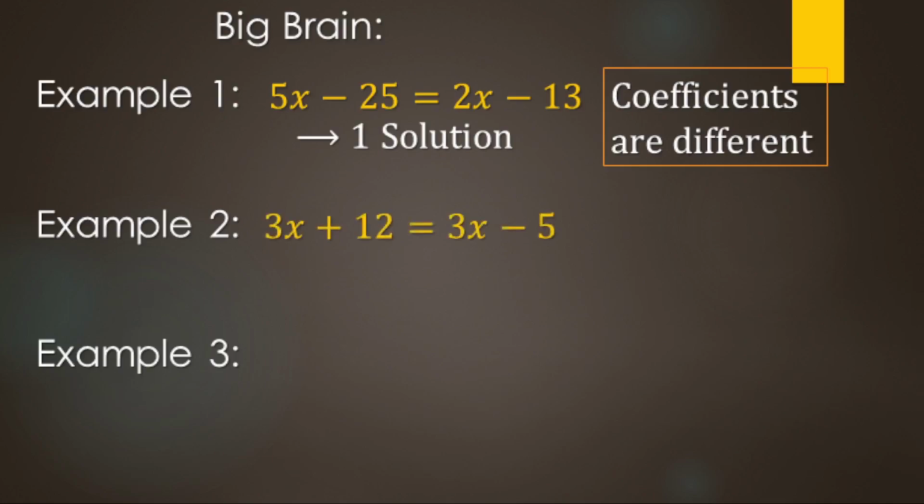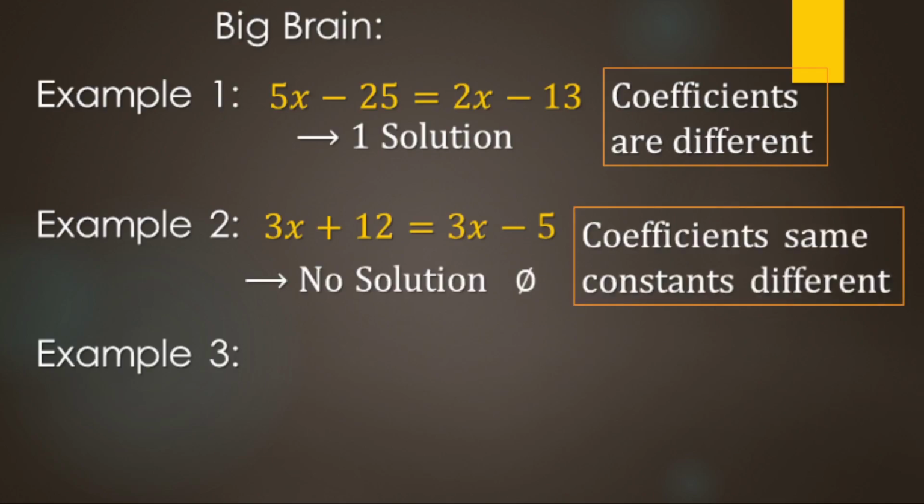Now, here's another example here from example 2. We ended up with something that looked like this. Now, notice that the coefficients are the same. So when we subtracted the 3x's from both sides, we ended up with a false statement, which meant there was no solutions. So in this case here, if the coefficients are the same, but the other numbers, the numbers without x's, the constant terms, are different, then you're going to end up with no solutions there. So same in front of the x's, the other number is different, no solutions.